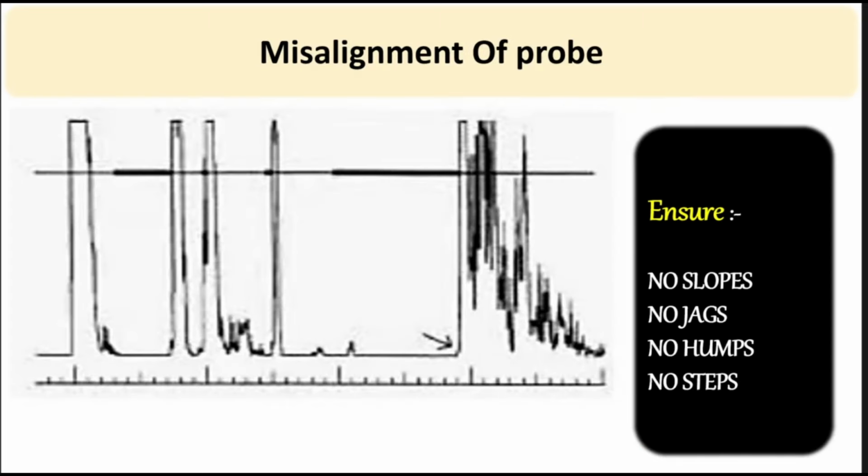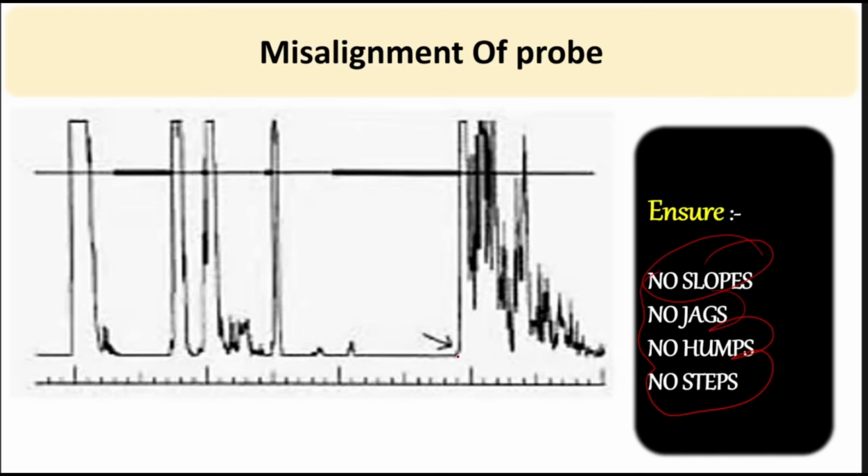The next error is misalignment of the probe. I already told you that it's very important to keep the probe perpendicular to the corneal vertex, and the rays have to strike perpendicularly to the macular surface, so that the rays are directed parallel to the visual axis. Whenever this perpendicularity is achieved, the retinal spike and the scleral spikes will be of high amplitude, and the retinal spike will arise steeply from the baseline. Make sure that there are no slopes, no jags, no humps or steps on the retinal spikes.